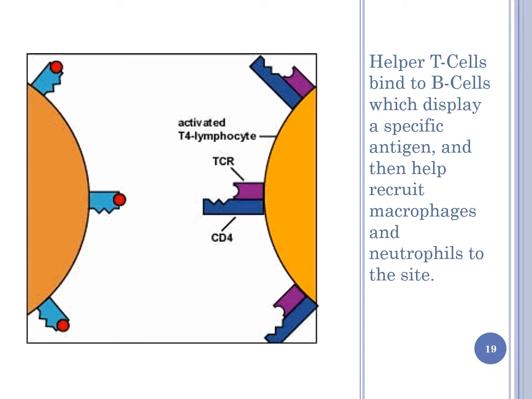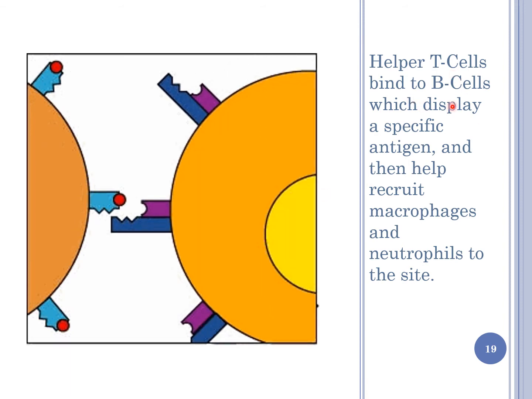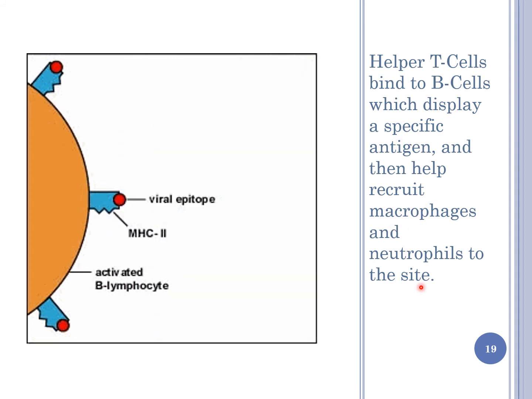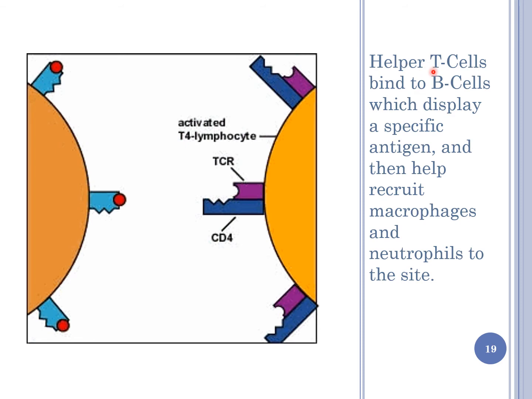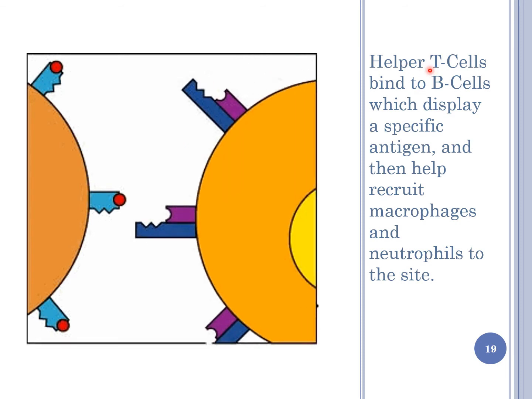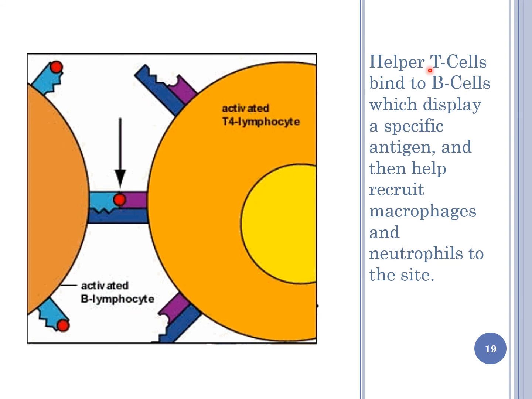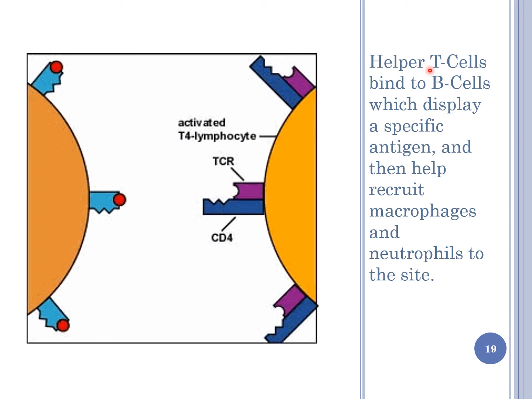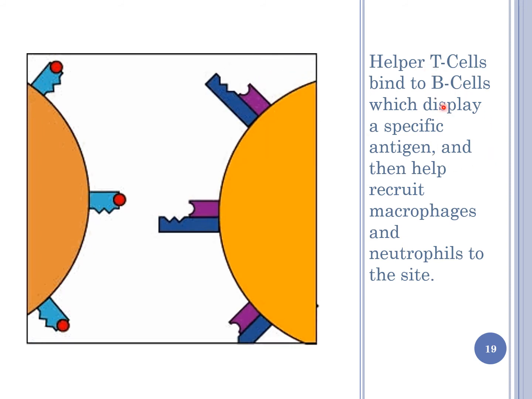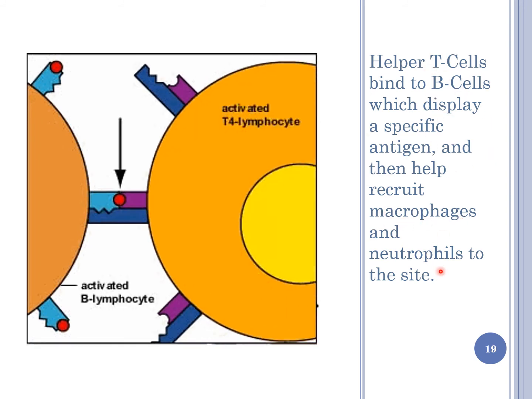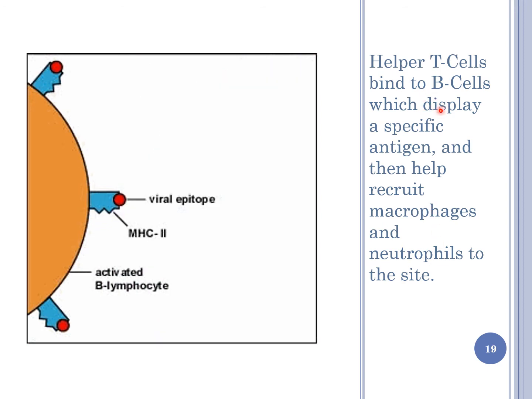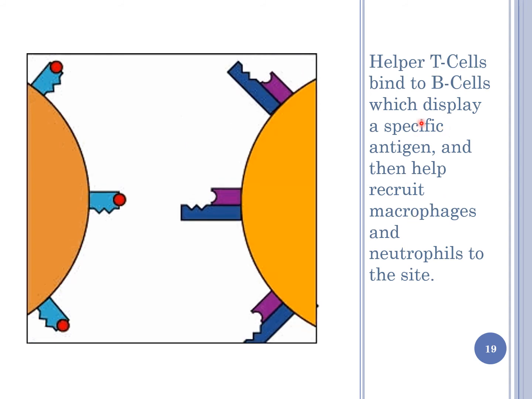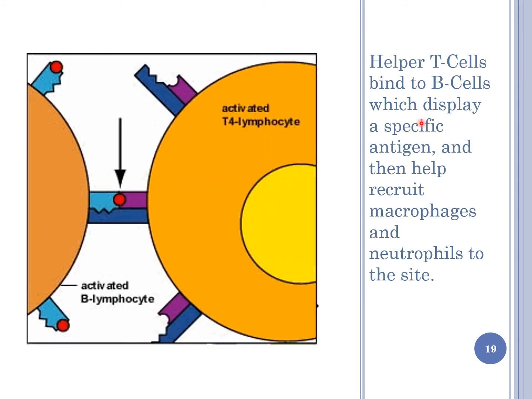All right. Helper T cells bind to B cells, which display a specific antigen, and then help recruit macrophages and neutrophils to the site. So remember, the helper T cells were from the T lymphocytes, right? But the system works together. So they are binding to the B cells once again and saying, hey, okay, we're good. Well, in this case, the helper T cells are bringing along macrophages and neutrophils. So they're trying to help out with whatever the B cells have identified, right? So the helper T cells are helping out.